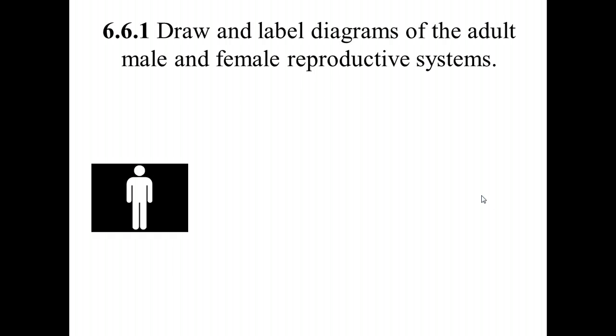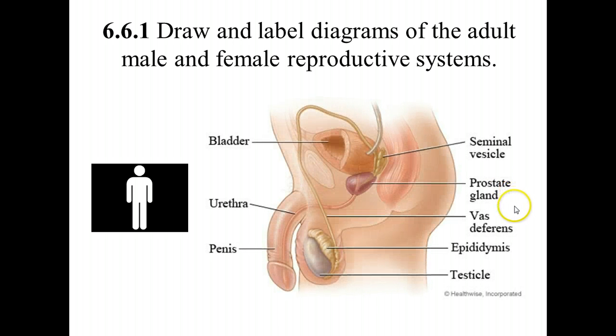So you might think, oh, geez, we're doing FLE again. Yeah, it's a little bit of FLE, but we're going to come back to this system over and over during the school year. So number one, you got to draw and label diagrams of the adult male and female reproductive systems. So here's the male reproductive system. You need to be able to sketch this and label. And here are all the key parts.